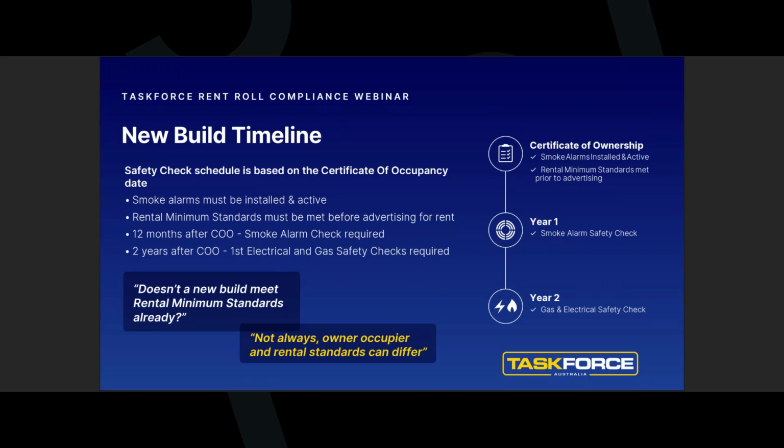So the one thing that we see missed the most is the 12-month check. So with new builds, a lot of people think, yep, it's good for the first 2 years. The certificate of occupancy covers it for the first 2 years. Now that is true for an electrical and gas safety check, but it's not true for the smoke alarms. The smoke alarms actually still have to be checked at that 12-month period after the certificate of occupancy. So even if you've had someone not move in until the 11th month, on that 12th month, you do have to have those smoke alarms checked. So that's just something to be mindful of.